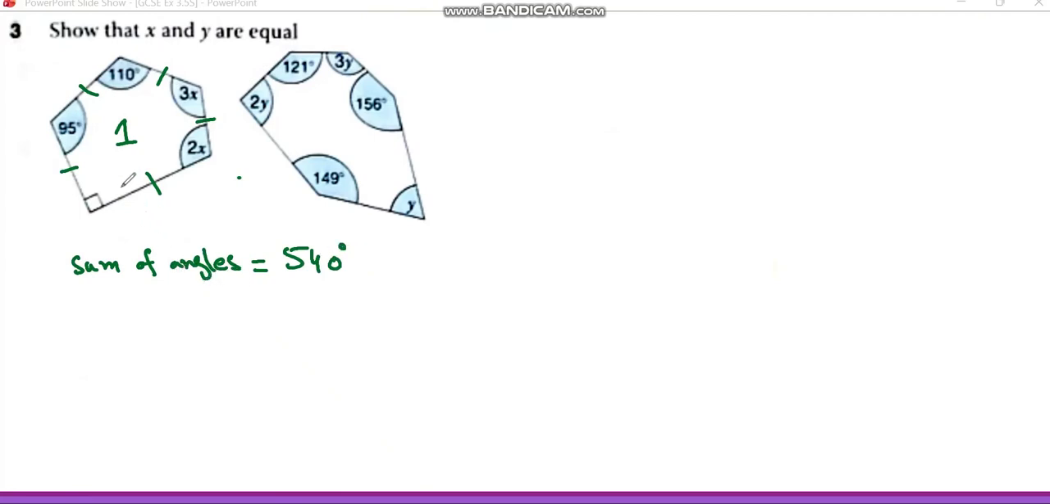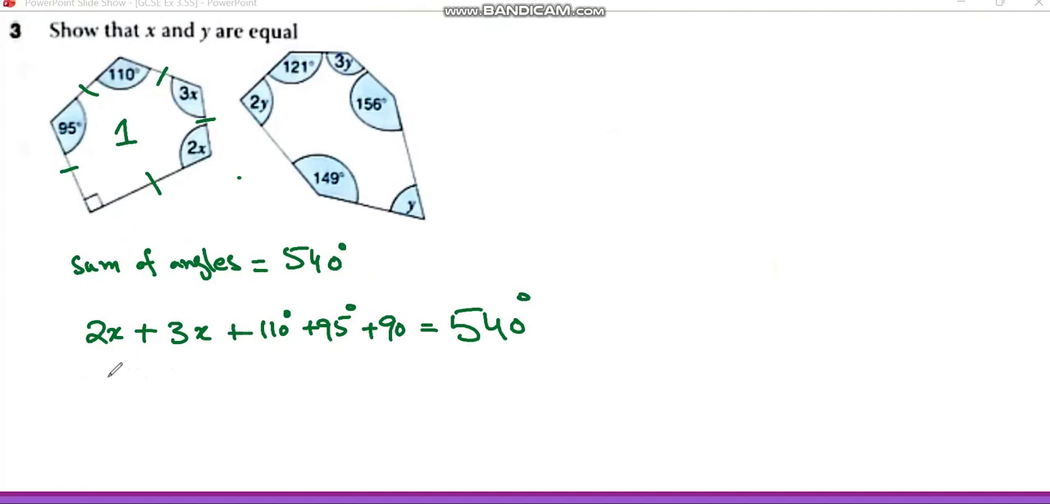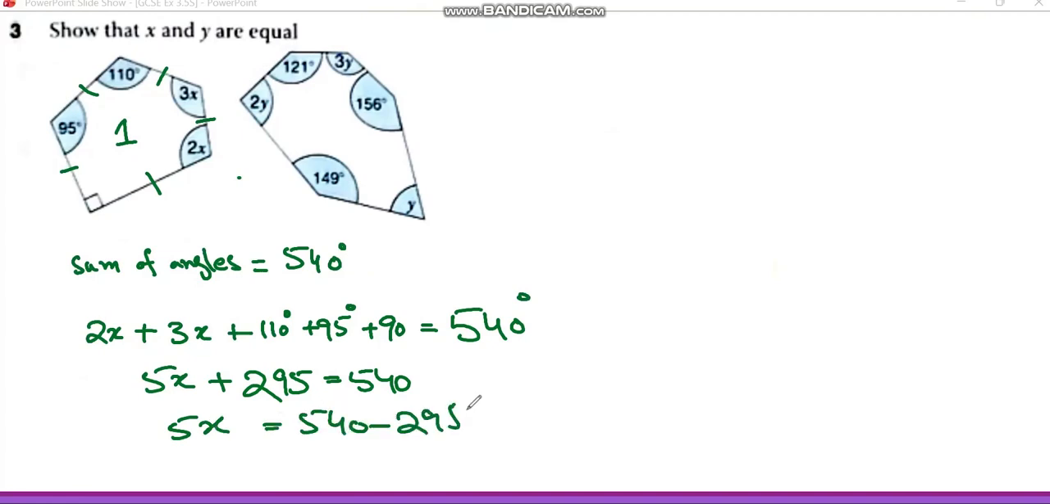Through the formula, we can also write an equation: the sum of angles, 2x because x is unknown, and 3x, so the sum of 2x and 3x and 110 and 95 degrees and 90 degrees should be equal to 540. Let's do the calculation. The sum of the variables will be 5x and the sum of constants will be 295. So we'll subtract 295 from the other side. 5x equals 540 minus 295, that will be 245. If we divide both sides by 5, we get the size of x as 49 degrees.